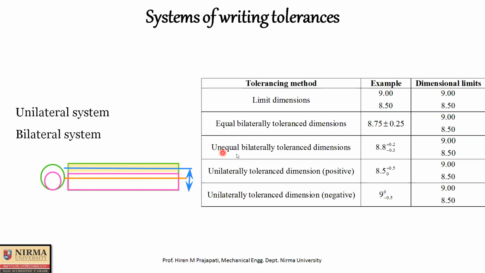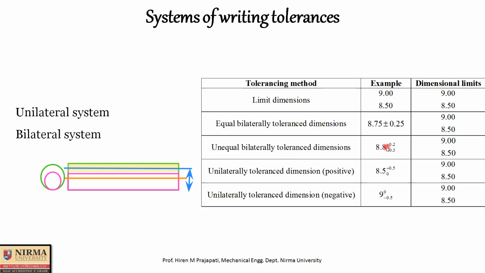Similarly, now unequal bilateral. Bilateral means this blue line is splitting the entire yellow tolerance zone, but now the blue line is not exactly passing through the center of the tolerance zone. It splits the zone, but unequally. Then that is called an unequal bilateral tolerance. Here, since the location of the blue basic size line has changed, suppose the basic size is now 8.8.